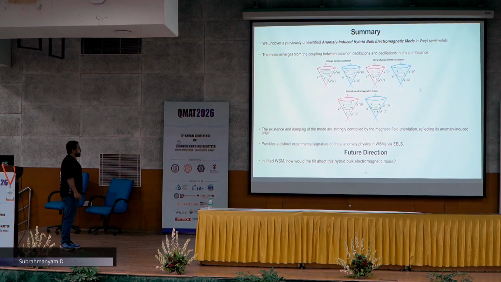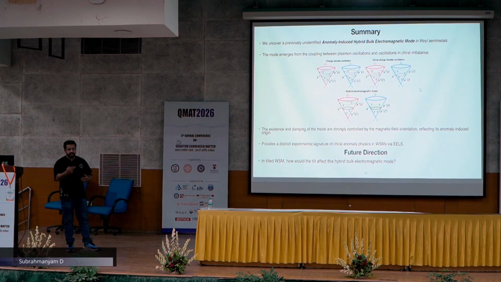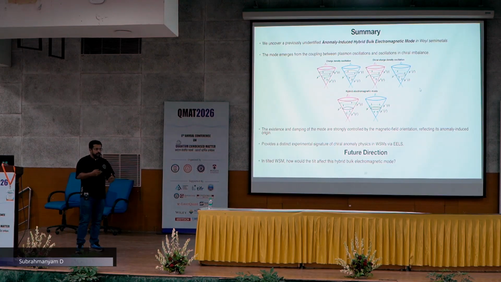So I will summarize the talk. Due to the varying electric field and a parallel static magnetic field, there are oscillations in the chiral chemical potential imbalance because of the chiral anomaly.